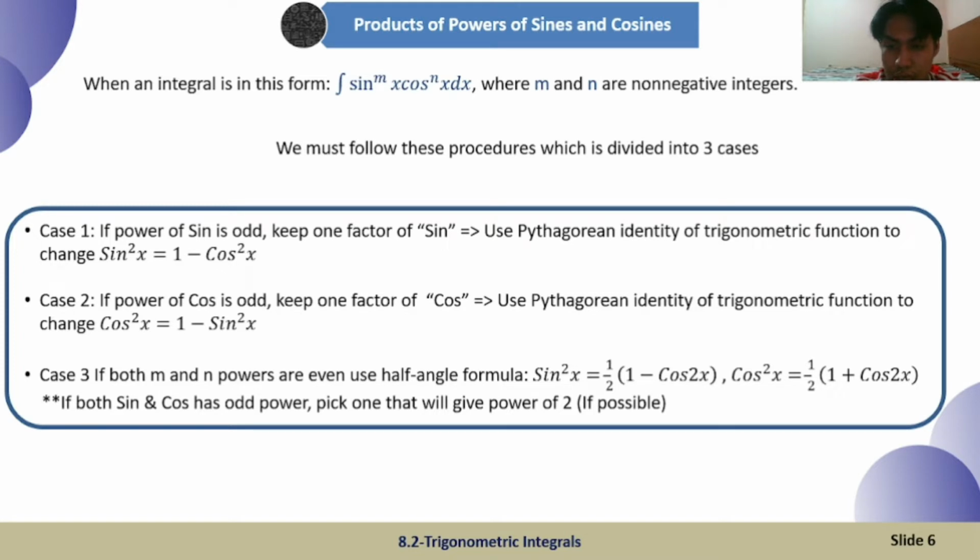Case 2 is the same, except when the power of cosine is odd, you keep one factor of cosine and then use the Pythagorean identity of trigonometric functions to change cosine squared x into 1 minus sine squared x.